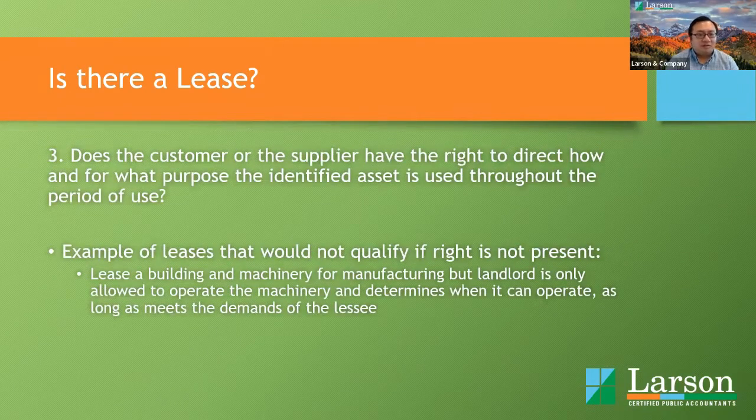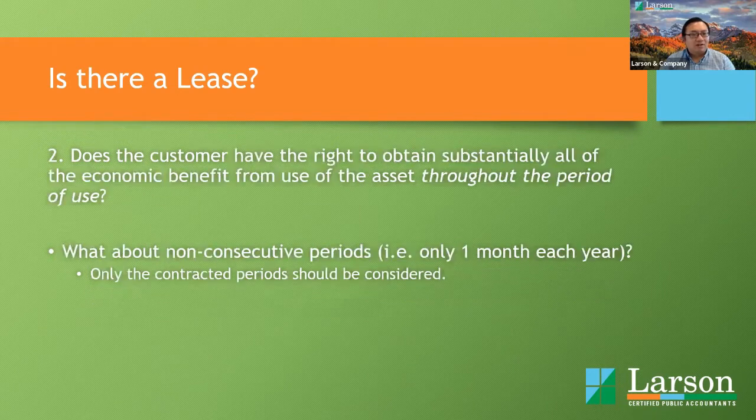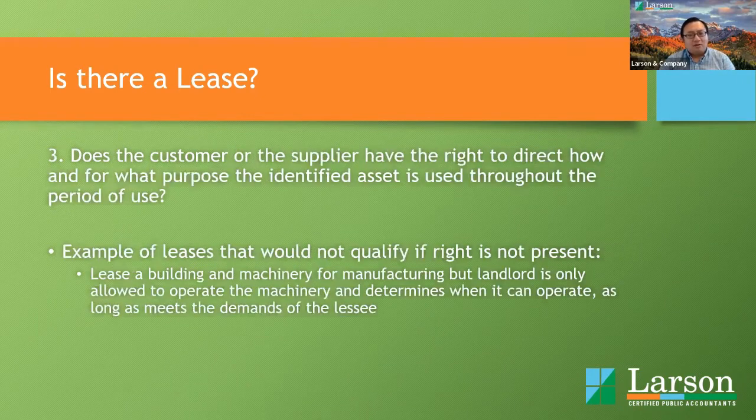So the third is, does the customer or the supplier have the right to direct how and for what purpose the identified asset is used throughout the period of use? Going back to the second question, you have the right to obtain substantially all of the economic benefit, meaning that you have that economic benefit. Now the question is, can you direct that asset that you have leased for your purposes without interference from the lessor?